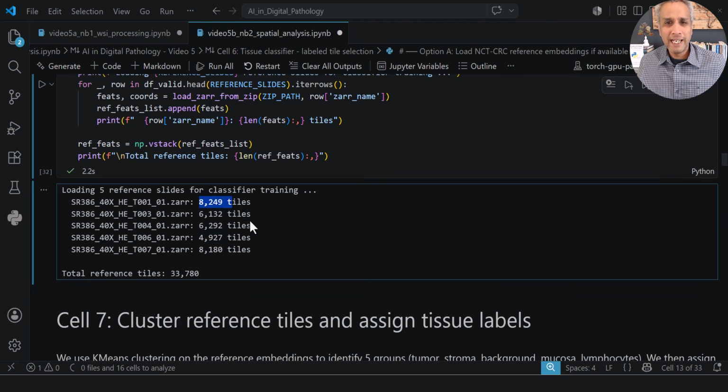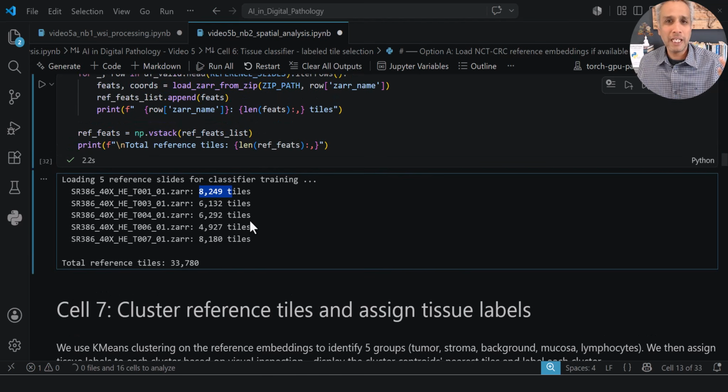And you may ask, why am I only taking 5 slides? Because KMeans on embeddings is surprisingly effective at separating tissue types with just a few well-chosen examples. So 5 slides give us enough diversity to capture the range of tissue appearances in the cohort without spending tens of minutes loading this entire data set.